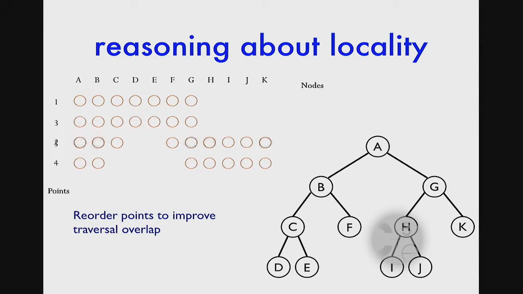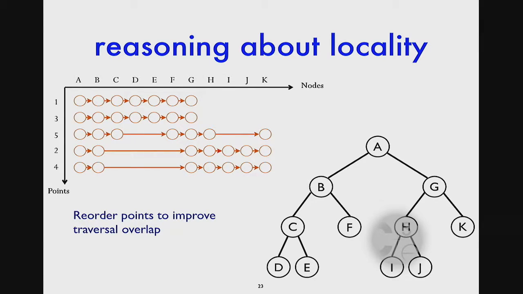Here's a new schedule of computation. I'm going to do points 1, 3, and 5 first, and then 2 and 4. So I'm going to do them in a slightly different order. Brand new schedule of computation. Essentially what I've done is reorder that outer loop of points. And when I do that, I can once again reason about reuse distance. And now my reuse distance for C has gone down to 6.